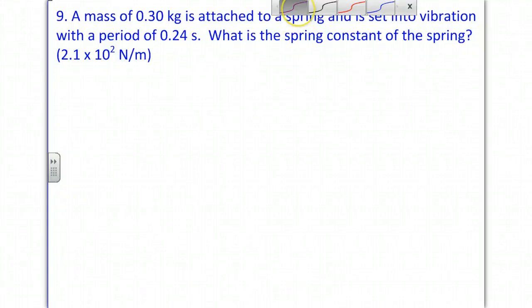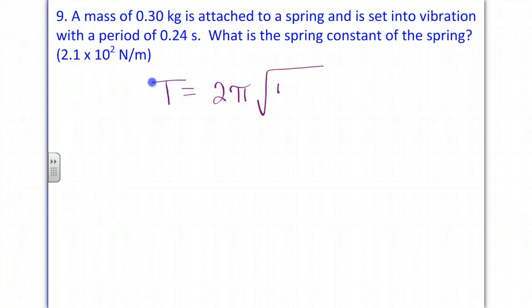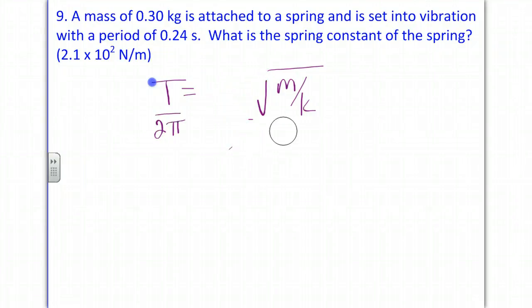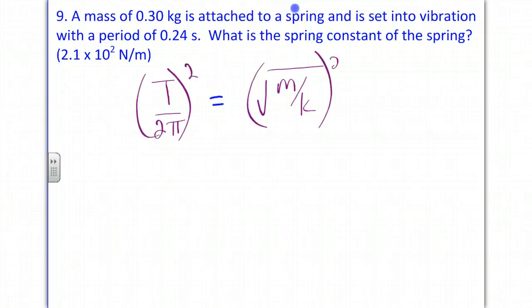In this equation, we're going to have to use period is equal to 2 times pi times the square root of the mass over the spring constant. We're trying to solve for k. So the first thing we'll do is divide both sides of the equation by 2 pi, which cancels 2 pi. Then we'll square both sides of the equation. And by squaring both sides, it cancels the square root on the right-hand side.